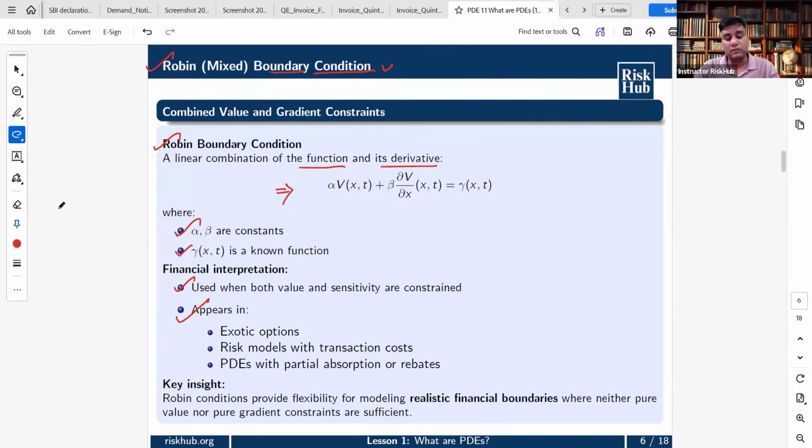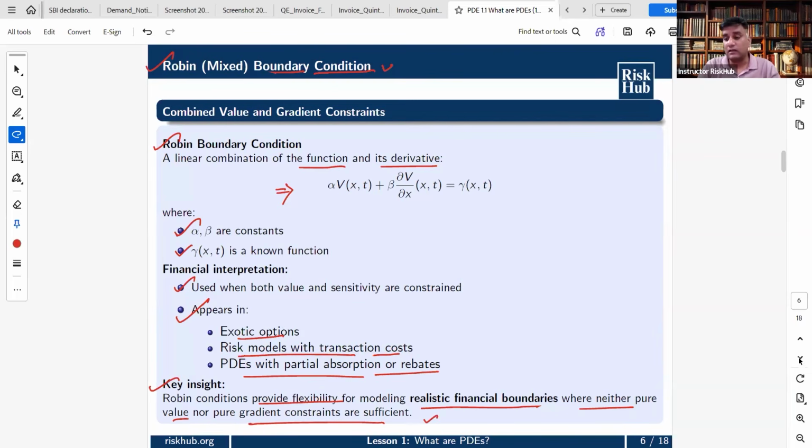Partial absorption, rebate model: the boundary does not simply give the option fully. In this model, boundary behavior may depend on exposure sensitivity. So the Robin condition says that at the boundary I do not just care about the value, I also care about how fast the value is changing. It appears in exotic options, risk models with transaction costs, and PDEs with partial absorption or rebates. Robin conditions provide flexibility for modeling risky boundaries when neither pure value nor pure gradient constraints are sufficient.